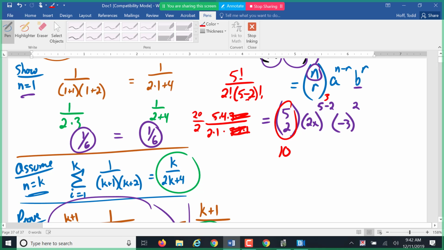5 minus 2 here gives us a power of 3. So 2 to the third is 8. X to the third is just x to the third. Negative 3 squared here is 9. So 10 times 8 times 9 is 720 x to the third. That is the third term of that binomial expansion. Any questions? Okay.